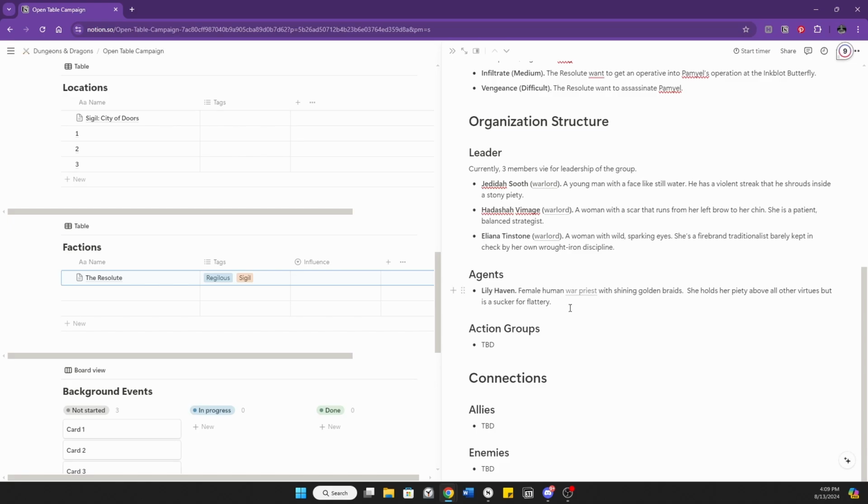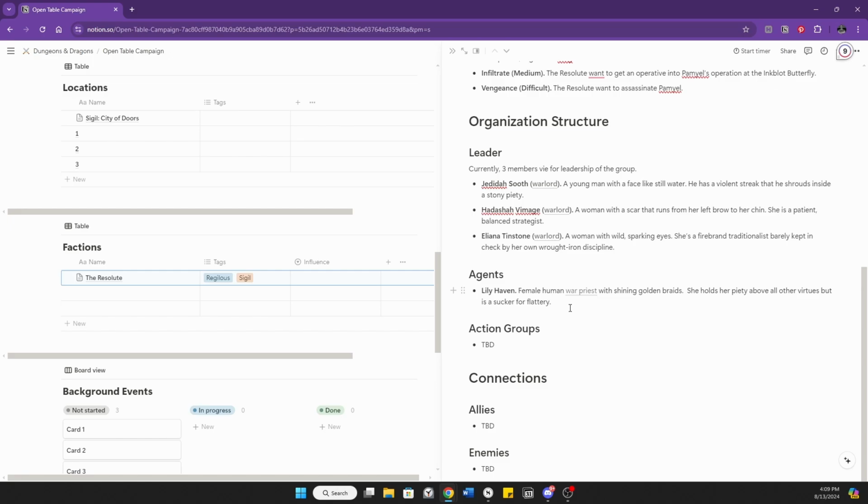So in this case, I took a minor character who was a member of the Resolute in the adventure that I previously ran, and just made her the agent, the point of contact, the one that will either reach out to the characters if, for whatever reason, the Resolute wants to make contact with them, or the characters can track down if, for whatever reason, they want to make contact with the Resolute.